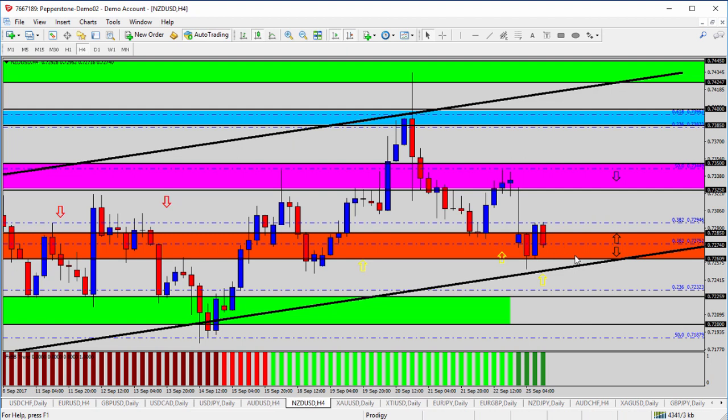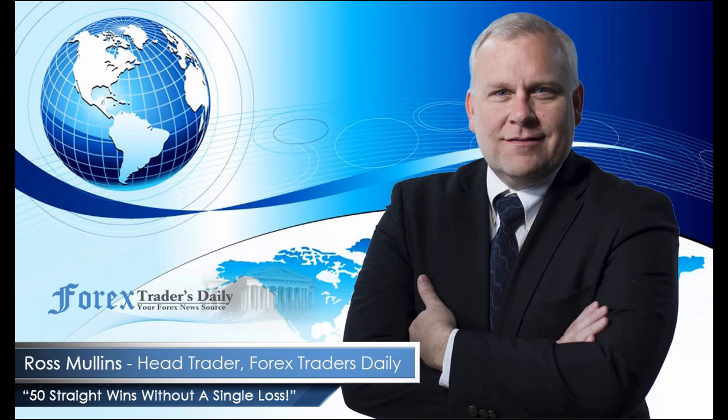If we're going to see it go lower again, underneath 72.60 is what you need to see for the New Zealand dollar this week. From Forex Traders Daily, this has been your daily analysis with Ross Mullins.